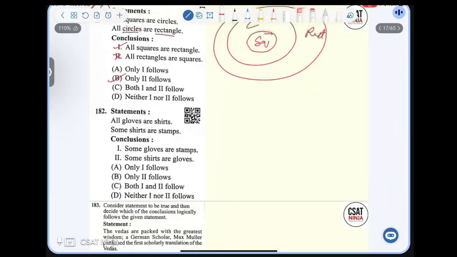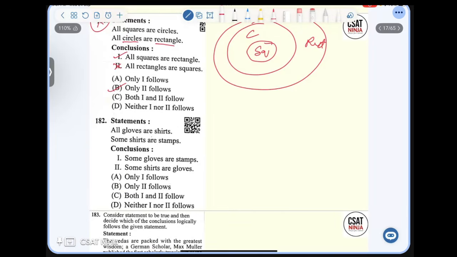Let's go to the next and try to understand this. The statement says all clothes are shirts. That means all clothes are inside the shirt.